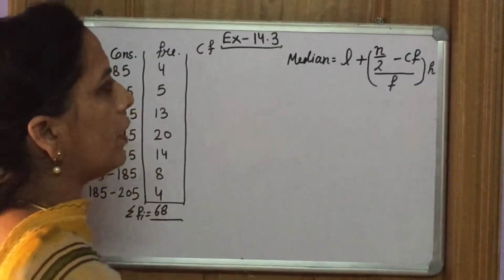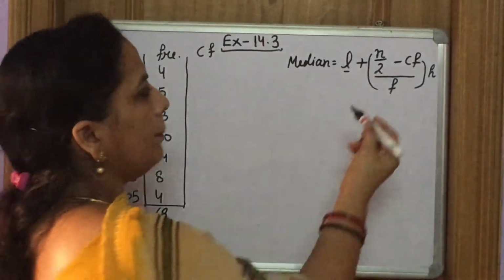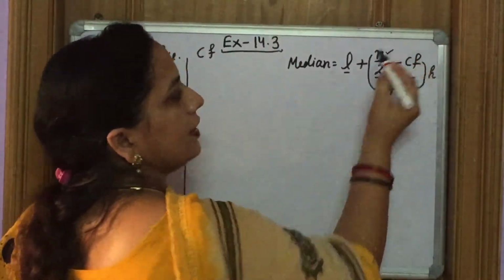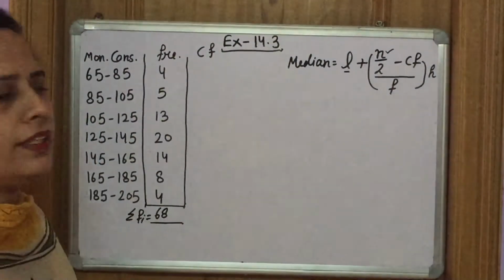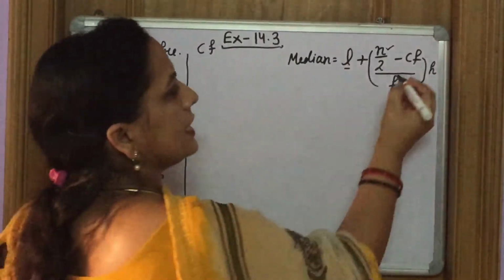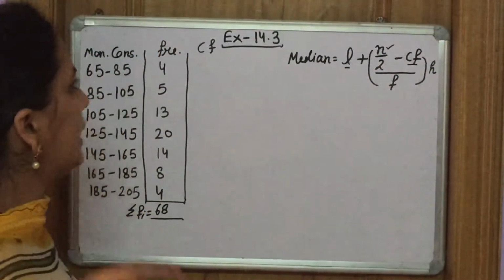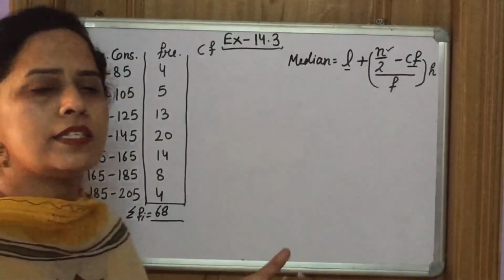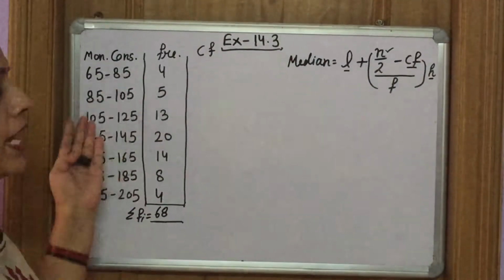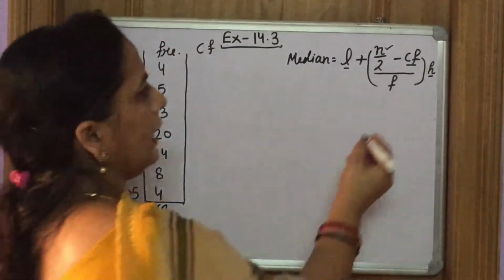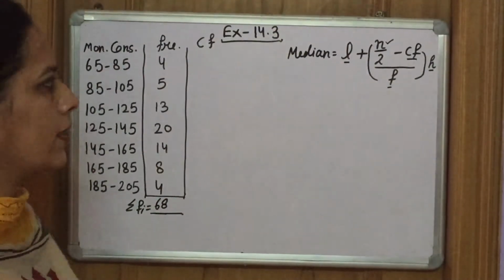Now let's discuss the terms. L is the lower limit. n by 2, n is the sum of the frequency. This is the column of the frequency, n is the sum of this frequency. CF is a new column which we will obtain by adding the numbers of the frequency in a systematic way. H is the height, the size of the class interval, and F is the frequency. So let's start our question.